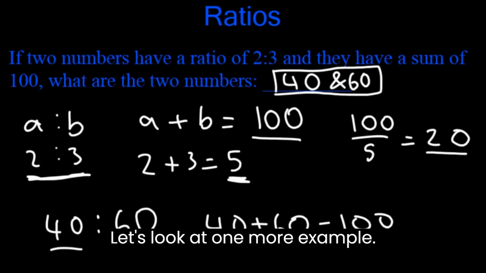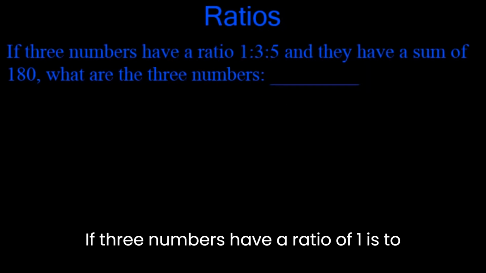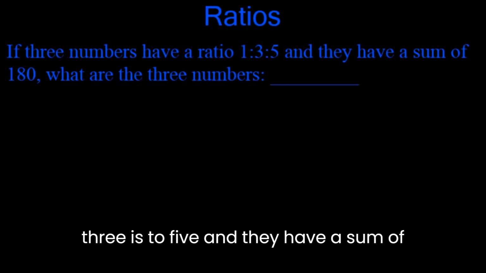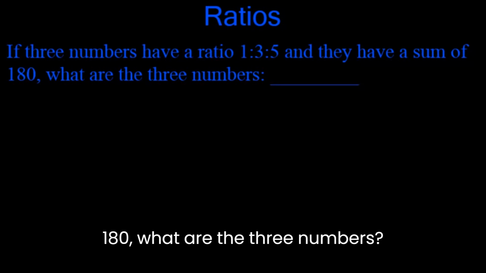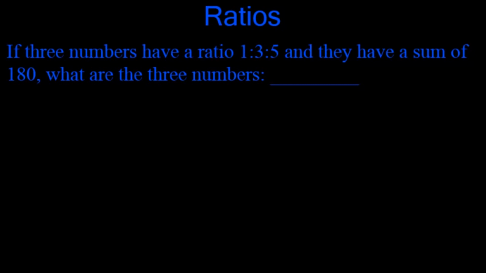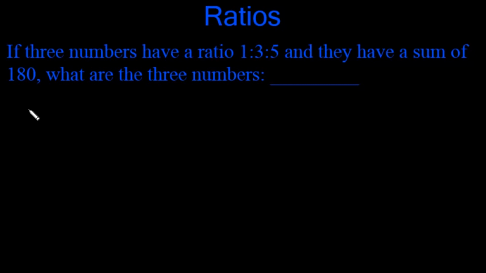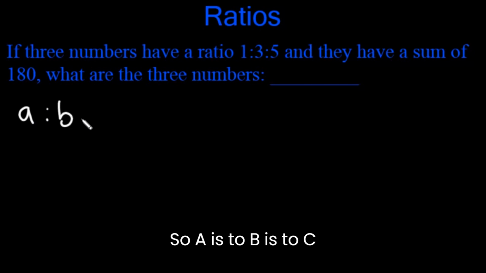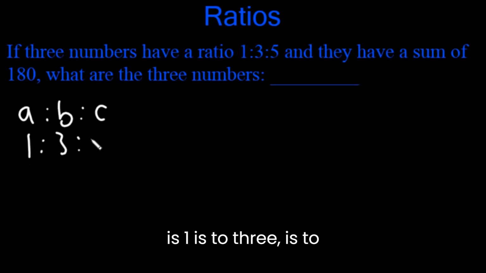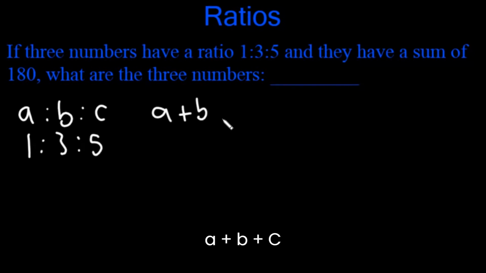Let's look at one more example. If three numbers have a ratio of 1 is to 3 is to 5, and they have a sum of 180, what are the three numbers? Again, just for convenience, let's say our three numbers are A, B, and C. So A is to B is to C is 1 is to 3 is to 5. And A plus B plus C is 180.